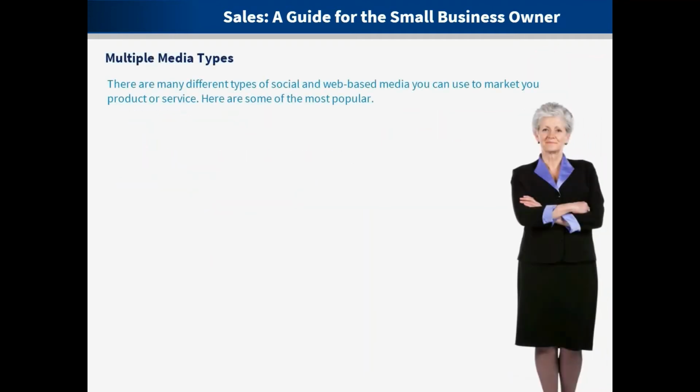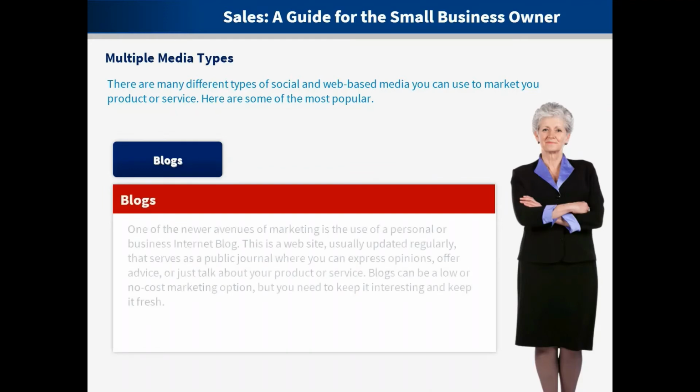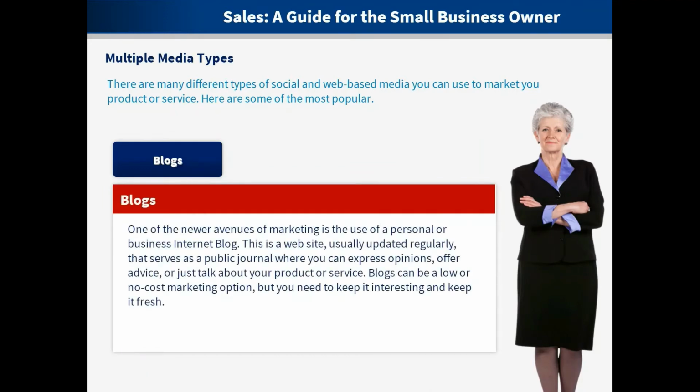There are many different types of social and web-based media you can use to market your product or service. Here are some of the most popular. One of the newer avenues of marketing is the use of a personal or business internet blog. This is a website, usually updated regularly, that serves as a public journal where you can express opinions, offer advice, or just talk about your product or service. Blogs can be a low or no-cost marketing option, but you need to keep it interesting and keep it fresh.